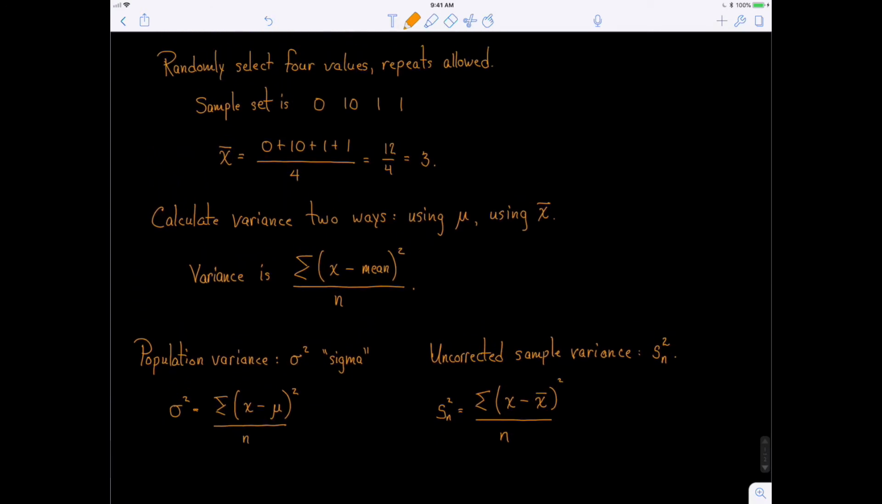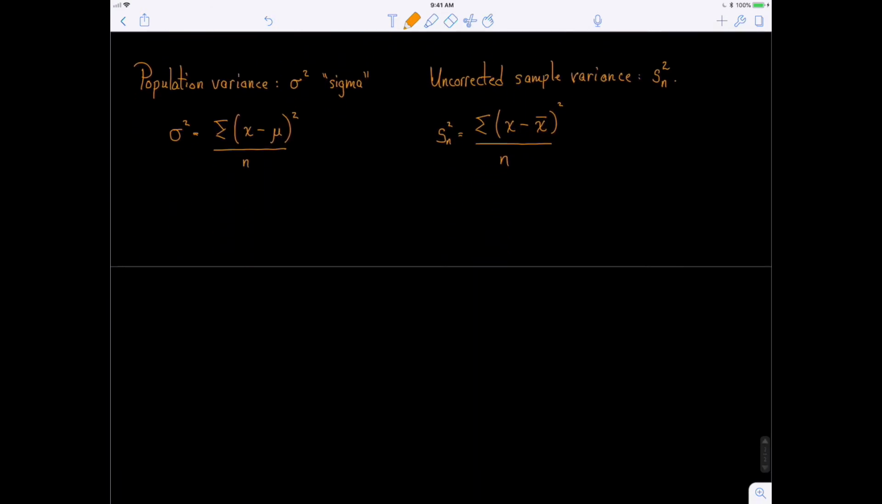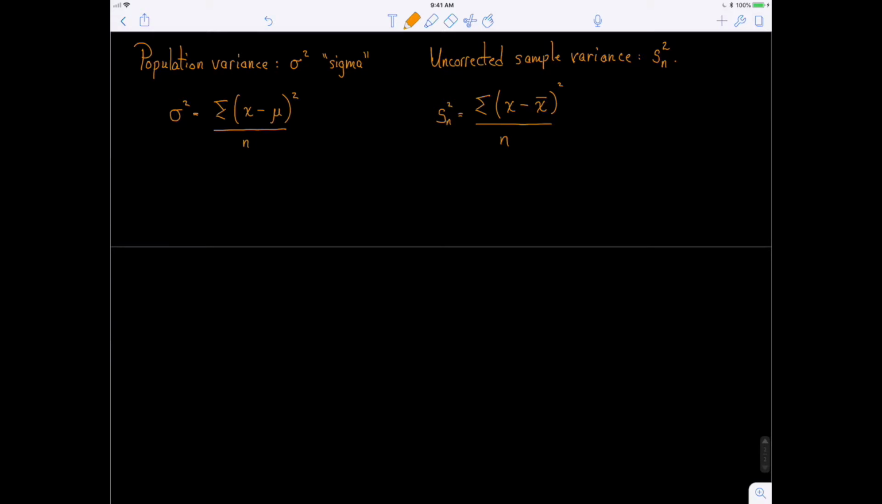So remember, from up above, x bar is 3, mu is 5. So here we go. So sigma squared for my sample data set is going to be, we had a 0, so I'm going to take a 0 minus mu, which was 5, squared, plus 10 minus 5 squared, plus 1 minus 5 squared, plus another 1 minus 5 squared. We'll add all those up. We have 4 data values, so we'll divide by, oops, not n. N in this case is 4.